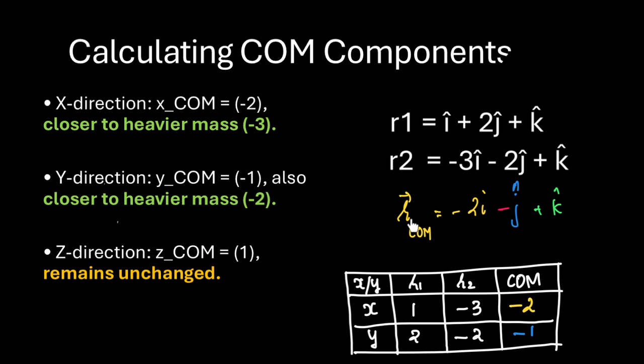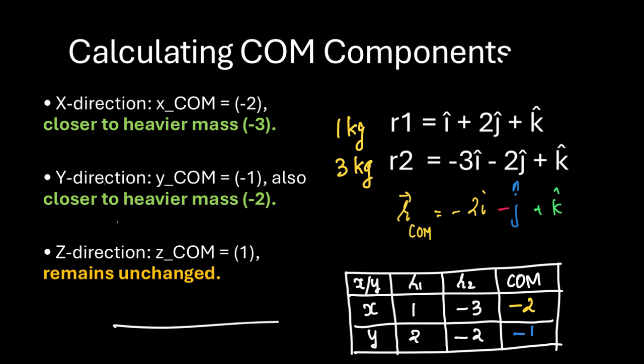Now, if we were to write r1, r2, and r center of mass and analyze the x coordinate separately, the x coordinate of r1 is 1, the x coordinate of r2 is minus 3, and the x coordinate of rcom is minus 2. So compare these x coordinates. The center of mass is closest to r2, which is the heavier mass here, right? So r1 is of 1 kilogram mass and r2 is of 3 kilogram mass, right?